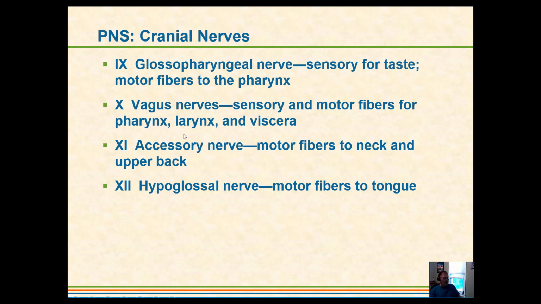And the vagus nerve is, well, you can get some feedback on the vagus nerve. See, it goes to the digestive tract. And again, it goes also to the heart.